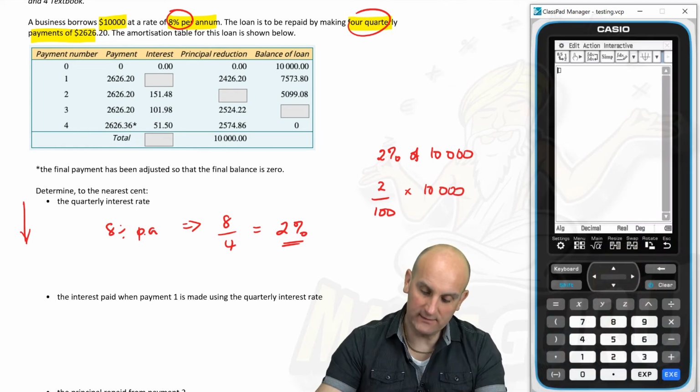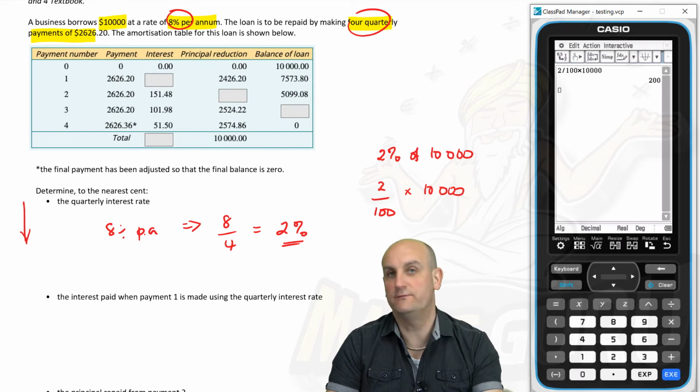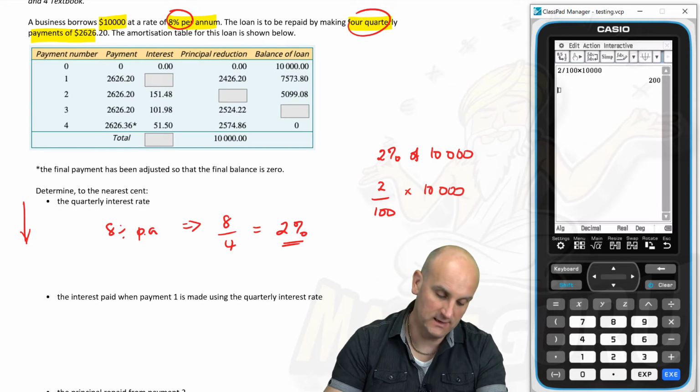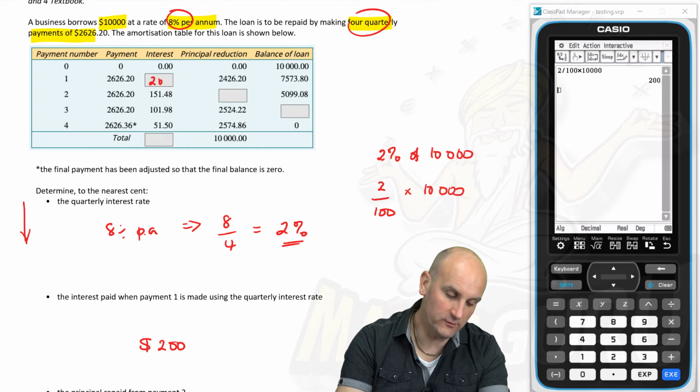So firing up my CAS calculator, let's do 2 divided by 100, and we're going to times that by 10,000, which gives me the staggering value of $200. All right, so that first interest payment there is going to be $200. So there is 200.